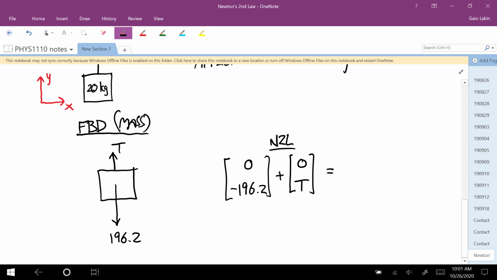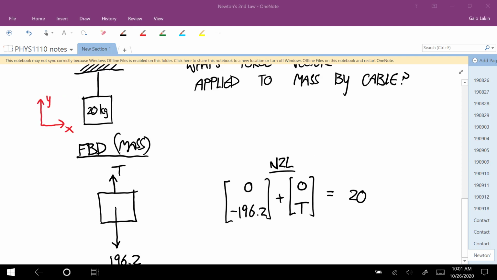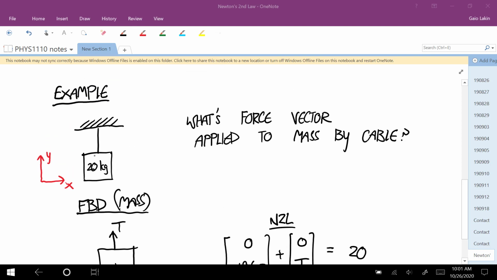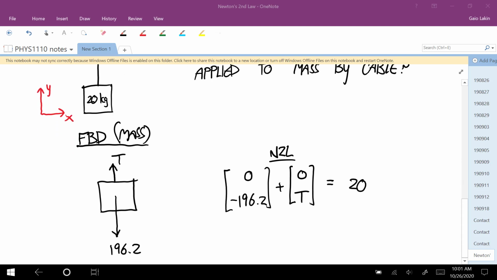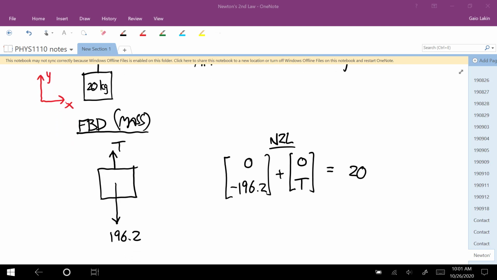And now we'll go over to the right side. The mass is 20. And what do we know about the acceleration vector? Well, this mass is just hanging there. It has no velocity ever and no acceleration ever, because acceleration is a change in the velocity. And the velocity is not changing, it's staying 0. And so the acceleration vector is 0, 0.